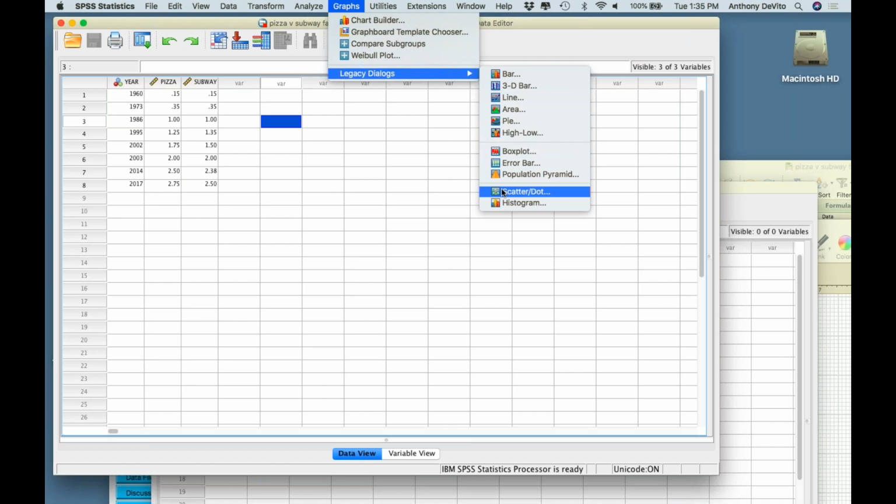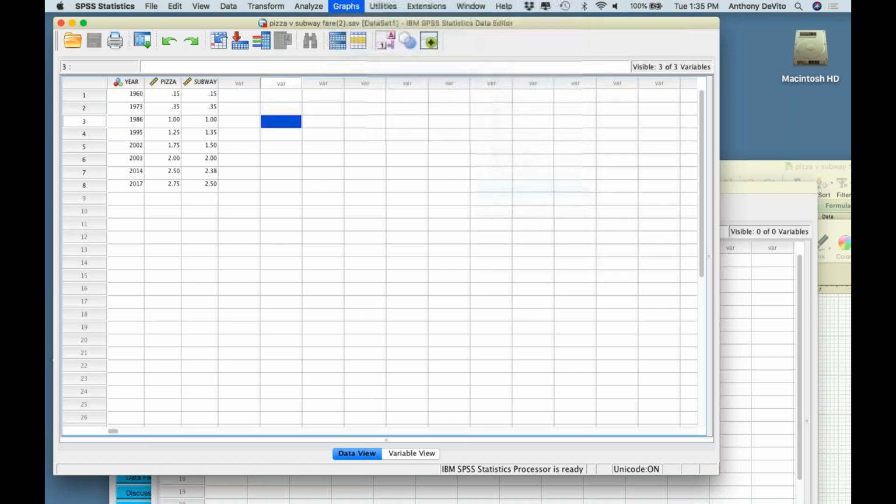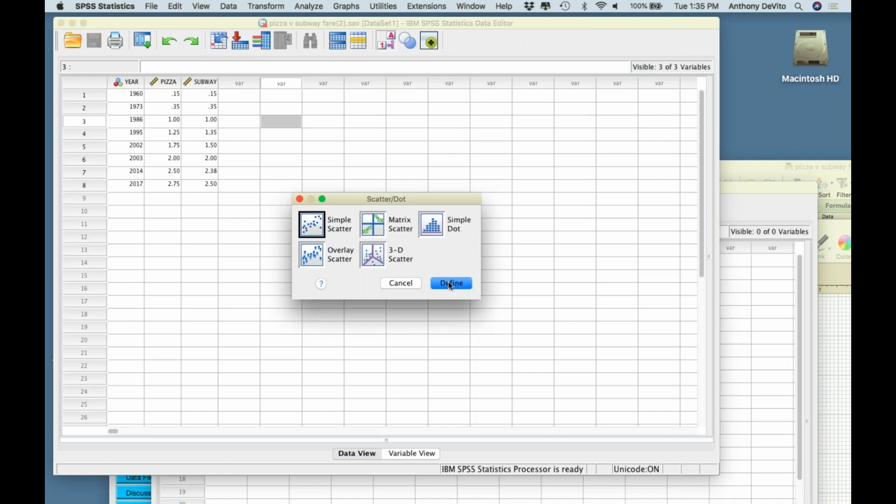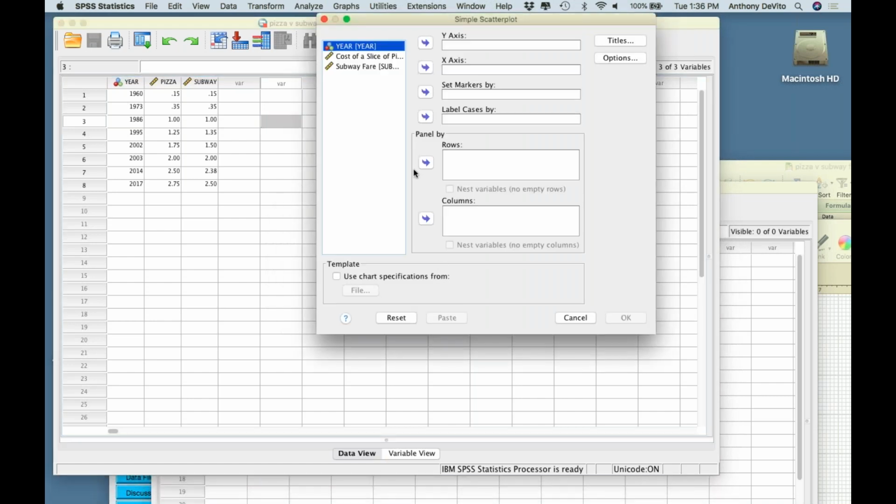The one that we're going to create is an XY plot with dots on it, right? That's called a scatter dot. I'm going to just say simple scatter dot, and I'm going to say define. And I'm going to now tell it which variable to put into the x-axis and which into the y-axis. We're looking at the two variables, cost of pizza and cost of subway fare, right?